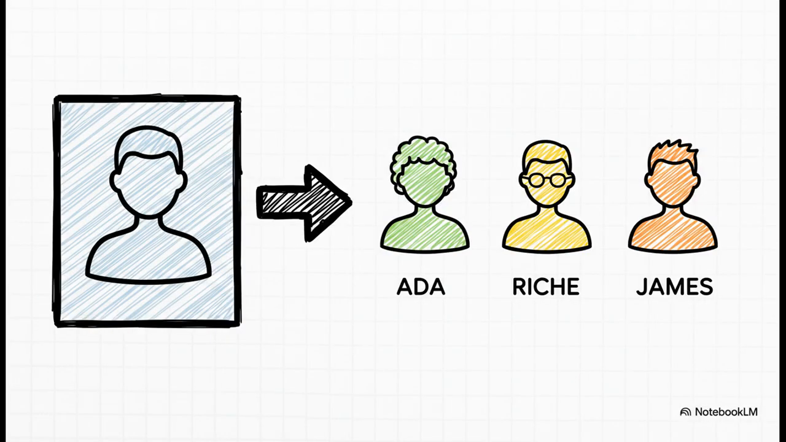And this is the crucial point. You design one single employee class. It defines properties like name and job title and methods like calculate pay. Then, from that one blueprint, you can stamp out as many individual employee objects as you need. Ada, Roche, James. Each one is a unique instance with its own specific data, but they all share the exact same structure and behavior defined by that employee class. It's all about designing once and reusing it over and over.